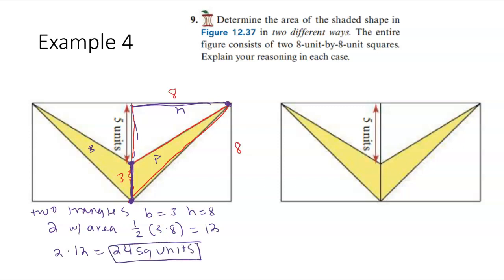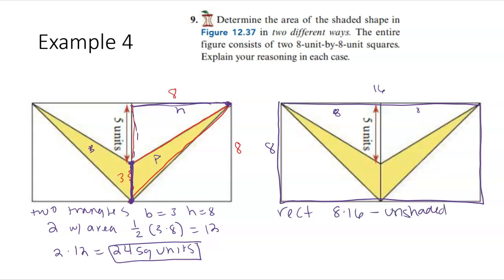Now, what if I want to look at this a little differently? What if I want to look at this as a big rectangle? Well, I know that this is 8, and so if that's 8 and that's 8, then this whole side is 16. So this is a rectangle of 8 times 16 minus the unshaded triangles.